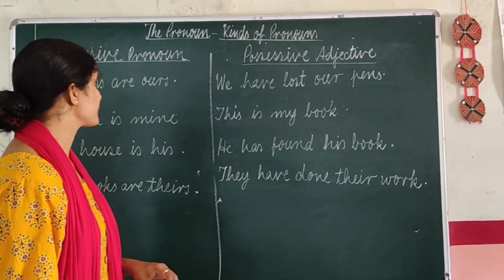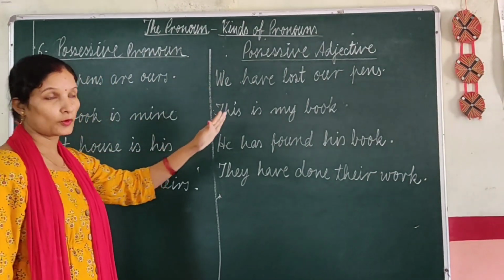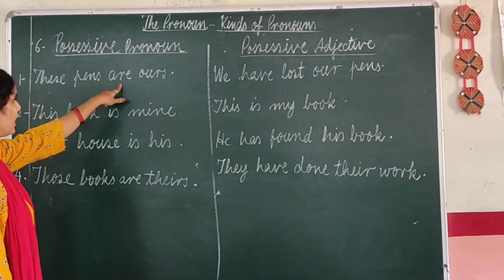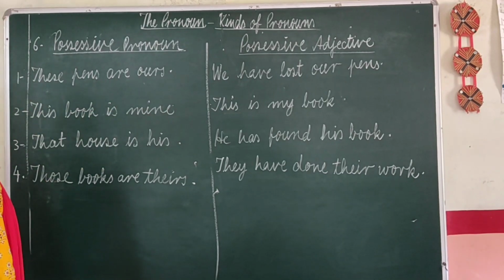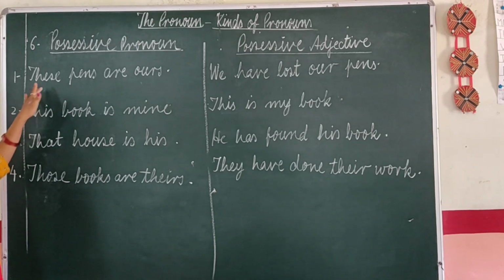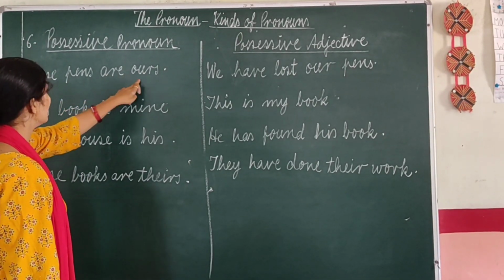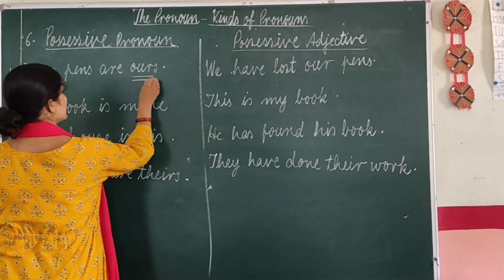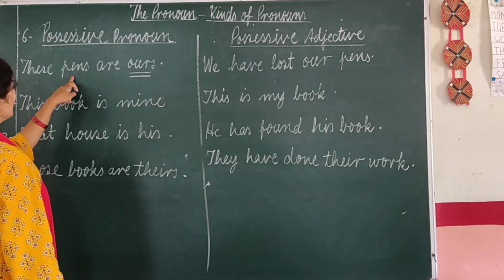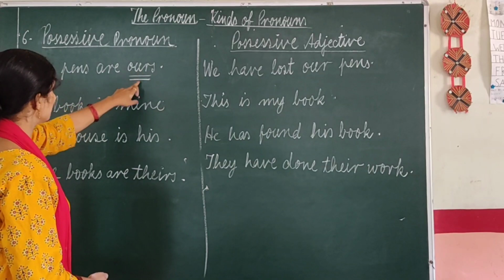Here we will see the difference between possessive pronoun and possessive adjective. But before that, let me explain this. These pens are ours. Here, these pens, this is already explained. This, that, these are demonstrative words. Now, let me explain this. These pens are ours. This is possessive pronoun, because pens belong to us. So, this is possessive pronoun.